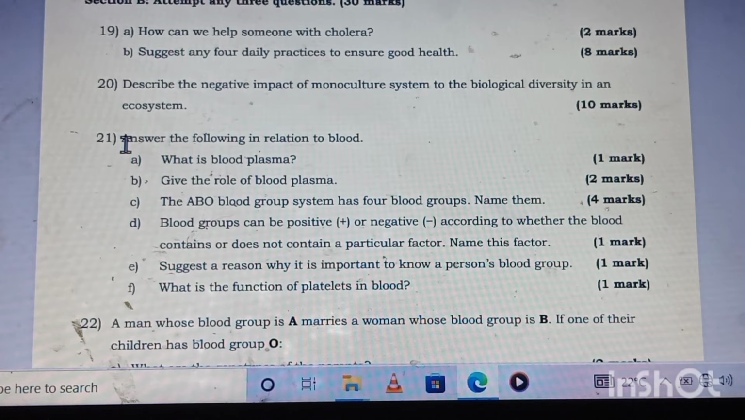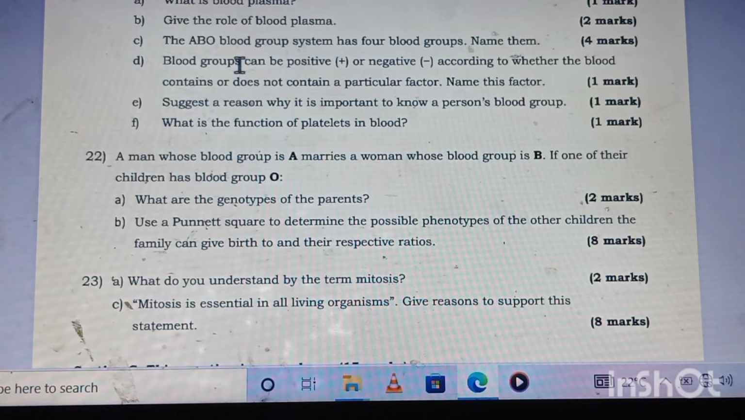For question number 21, answer the following in relation to the blood. What is the blood plasma? That is the component of blood which stores what you call nutrients. Give the role of plasma. It stores nutrients. Yes. The ABO blood group system has four blood groups. Name them. We have group A, group B, group AB, and group O.